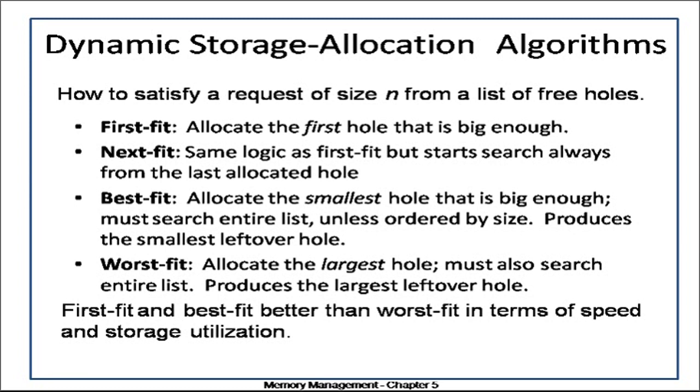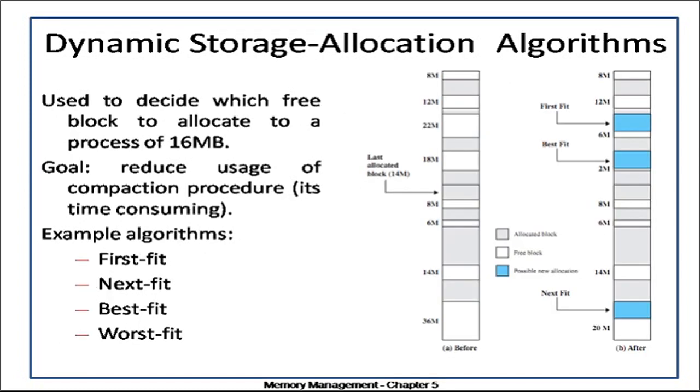So first fit and next fit are better than best fit and worst fit in terms of speed, because in the case of best fit and worst fit we need to search the entire list for the smallest hole or largest hole. So the first two are the fastest.